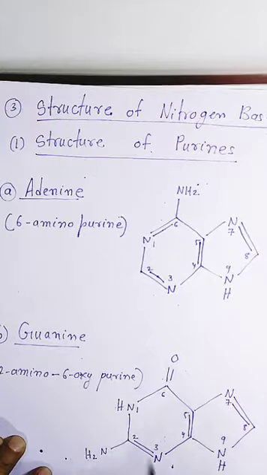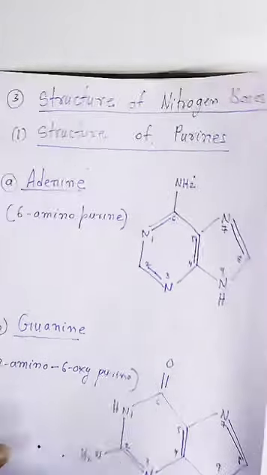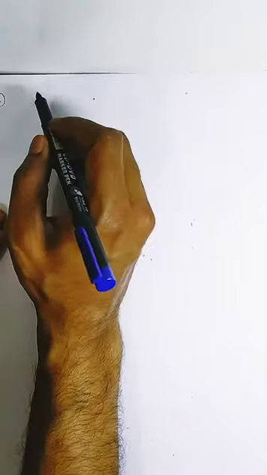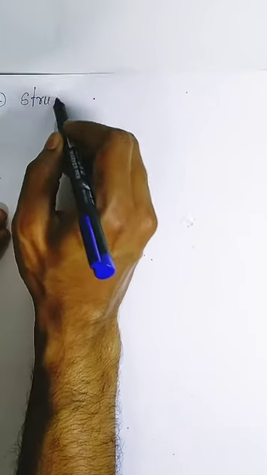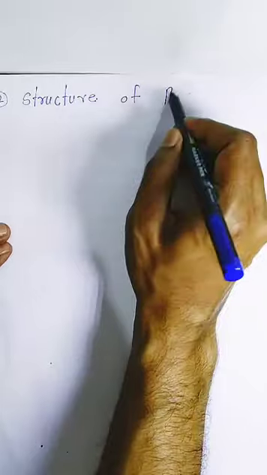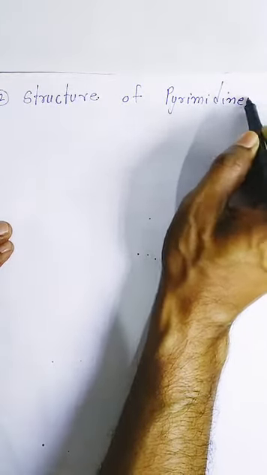This is the exact structure of adenine and guanine. This is the structure of purines. Now students, we are going to see the structure of pyrimidines. How to draw the structure of pyrimidines, students, and how to remember?